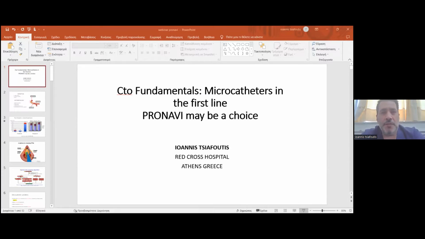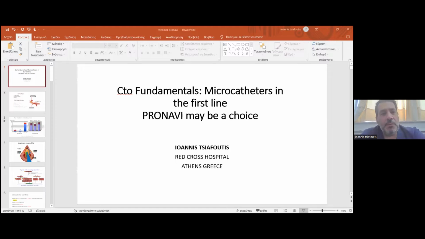This is a definition of CTO lesions. They are totally occluded coronary arteries of more than 3 months duration, and this is the histopathology of these lesions. You have a proximal cap, a distal cap, and the central body of the CTO, with maybe fibrotic or calcified plaque, or maybe microchannels in the occlusion segment.